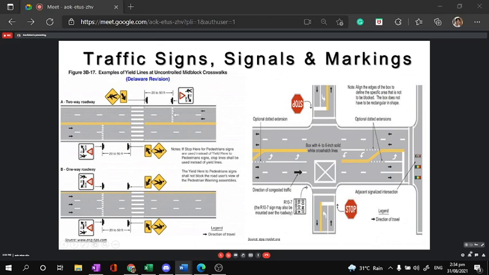Now this one, which is like a triangle line, is actually a yield sign. The reason it is placed is to inform the motorist to yield or slow down because there's something ahead.